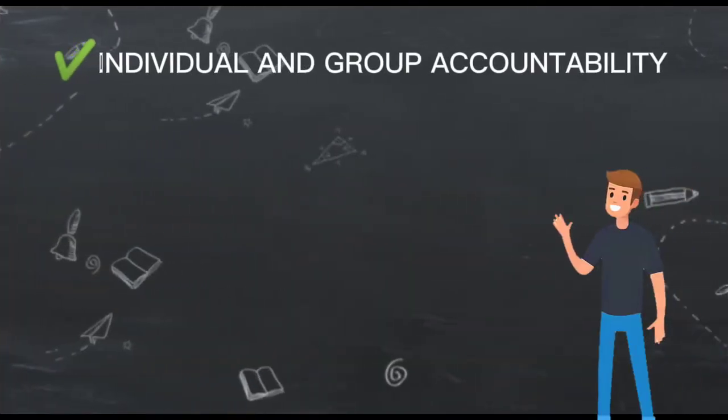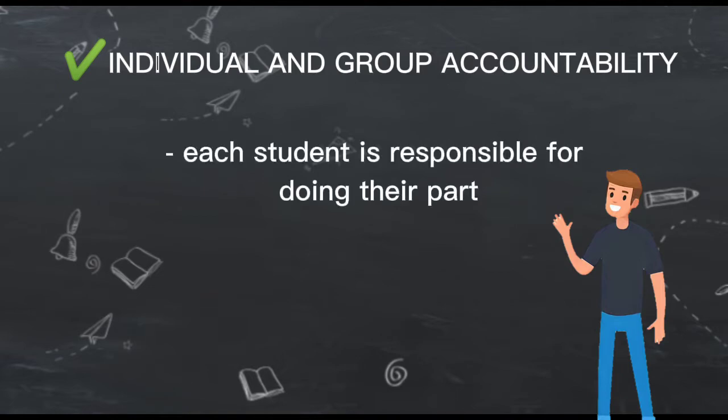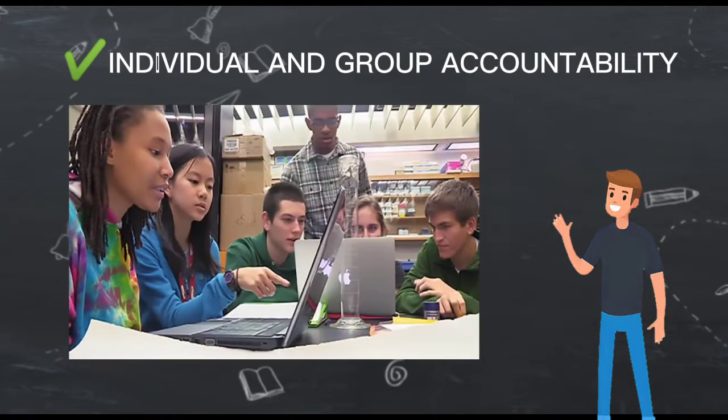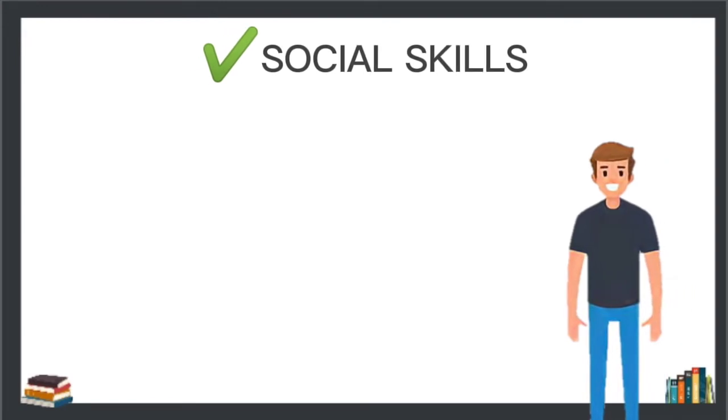Third is the individual and group accountability. Each student is responsible for doing their part. The group is accountable for achieving its goal, and each member must be accountable toward the group goal. And the fourth one is social skills.